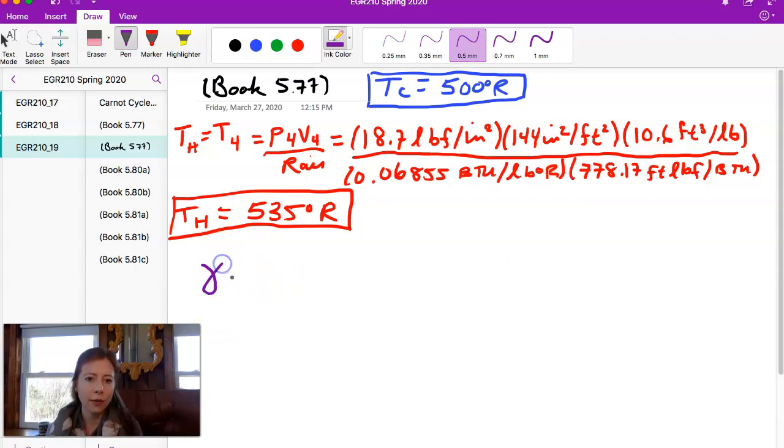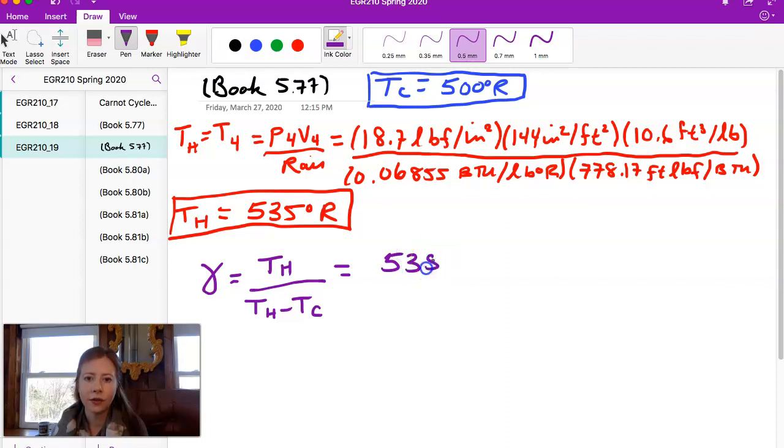And so remember that for this, we're dealing with a Carnot cycle. So this is a theoretical efficiency. And so we're able to use the ratio of the higher temperature and the lower temperature, which is going to be the same as the ratio of the heat transfer for the hotter reservoir and heat transfer to the cooler reservoir. So gamma is going to equal TH divided by TH minus TC. And remember, these have to be in absolute temperatures, and we're dealing with Rankine, so we're fine here.